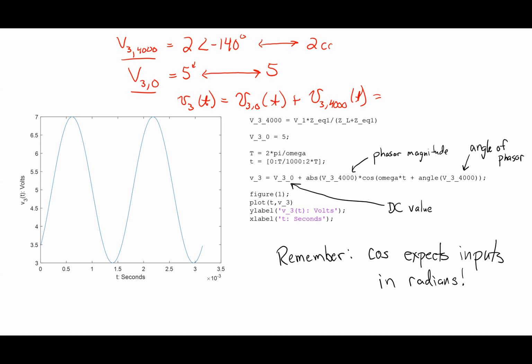Yep, 2 cosine 4000 t minus 140 degrees. So this becomes 5 plus 2 cosine 4000 t minus 140. Now I shouldn't have the picture sitting here. If I look at this, the picture tells you the maximum value of 2 cosine 4000 anything is 2, right? The minimum value of 2 cosine whatever is negative 2. So the maximum value should be 5 plus 2, or 7, and the minimum 5 minus 2, or 3, and it is.